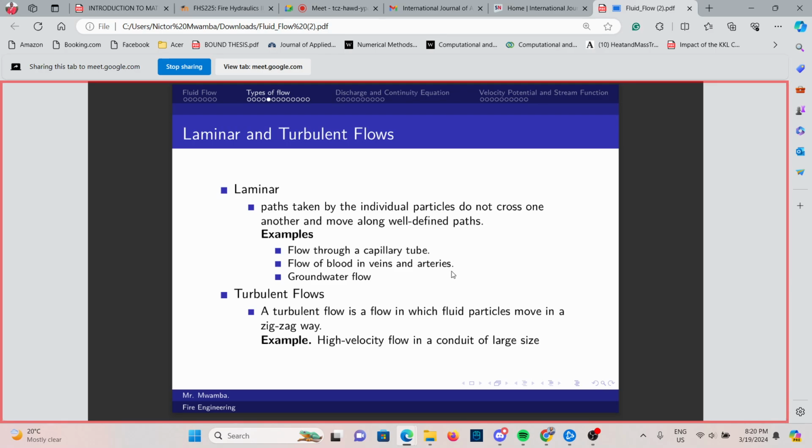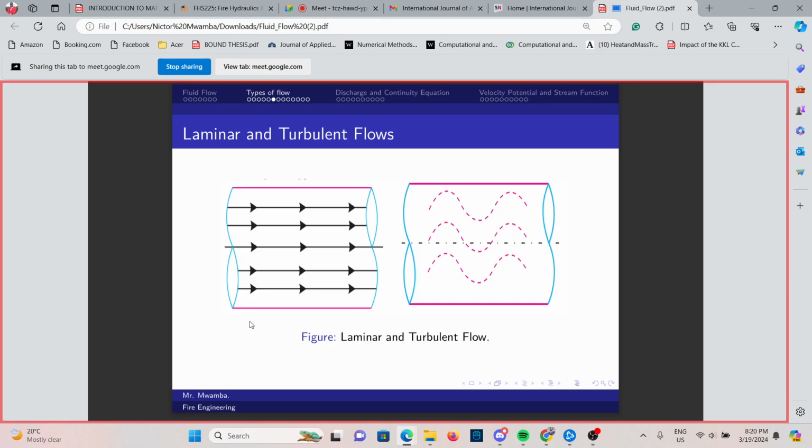Although in the arteries, say the aorta, which is the biggest artery, there is turbulent flow. In turbulent flow, the fluid particles flow in a zigzag manner. To differentiate between a laminar flow and a turbulent flow: in a laminar flow, the fluid particles move in a straight line, they don't crisscross. But in a turbulent flow, they move in a zigzag manner. They are not straight.